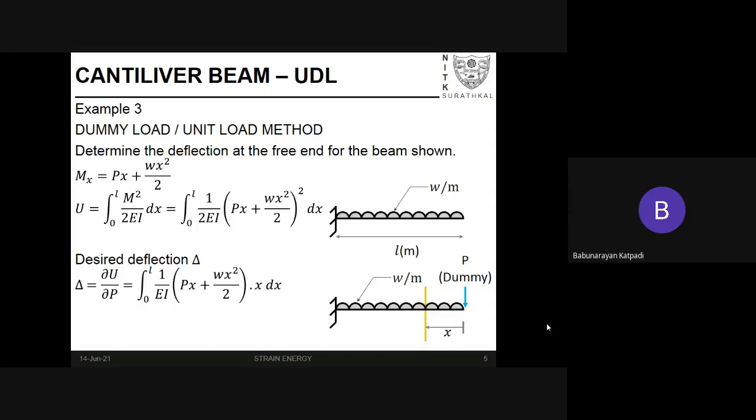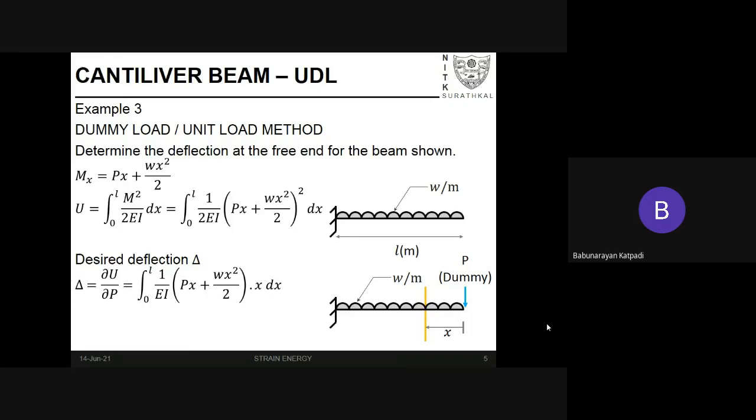So the desired deflection delta can be got as ∂U/∂P. You are differentiating it and then integrating. First you do the differentiation, you will get the expression shown. That is delta is equal to ∂U/∂P, it's the integral from 0 to L of 1 by EI (Px + Wx²/2) into x, and this x is the differential of Px with respect to P.